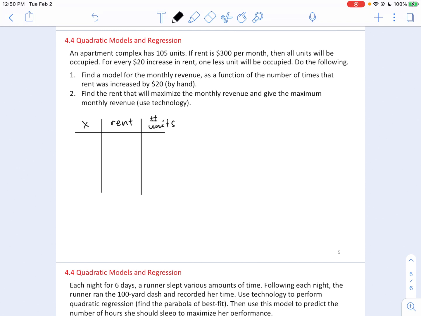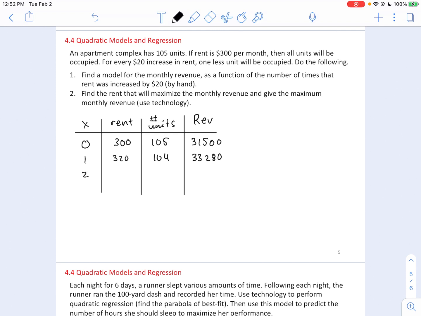So x is the number of times we increase by $20. So if x is 0, it means we haven't increased rent. So we're keeping it at $300, which means the number of units will be 105 units. Let's see what our revenue would be though. So I'm going to add an extra column here for revenue. You just multiply 300 and 105. So $31,500 would be our revenue if we don't increase rent. But if I increase rent at the expense of losing units, let's see what happens. When x is 1, this means rent has gone up by $20 and units have gone down by 1. And when I do 320 times 104, my revenue climbed to $33,280.